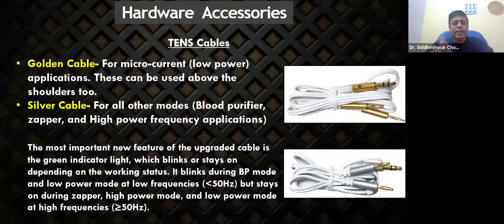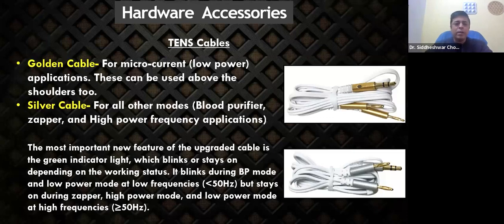About the hardware accessories, you get the TENS cables, as I mentioned earlier, and the golden cable is meant for the low power operation or the microcurrent operation. These can be used above the shoulders, right? So if someone wants to give therapy to the forehead area, then you can easily place the TENS pads using the golden cable here, and then you can start getting your therapy. Okay, so this is completely safe.